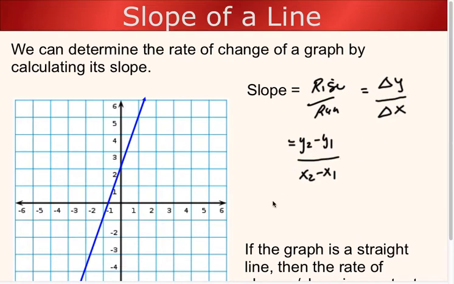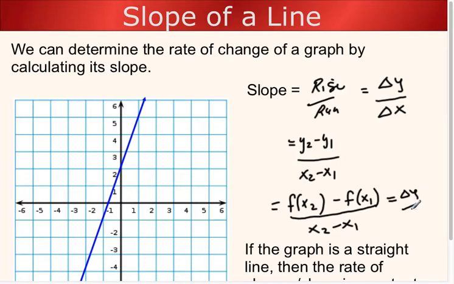I'll probably be using a formula that looks like this most of the time, that instead of using y, I'm going to use f of x. So it's really f of x2 minus f of x1. That's really just the y's, right? So this is y2 minus y1. And this is all divided by x2 minus x1, which is the change in x. So this is the change in y over the change in x. Oops, that should be an x.